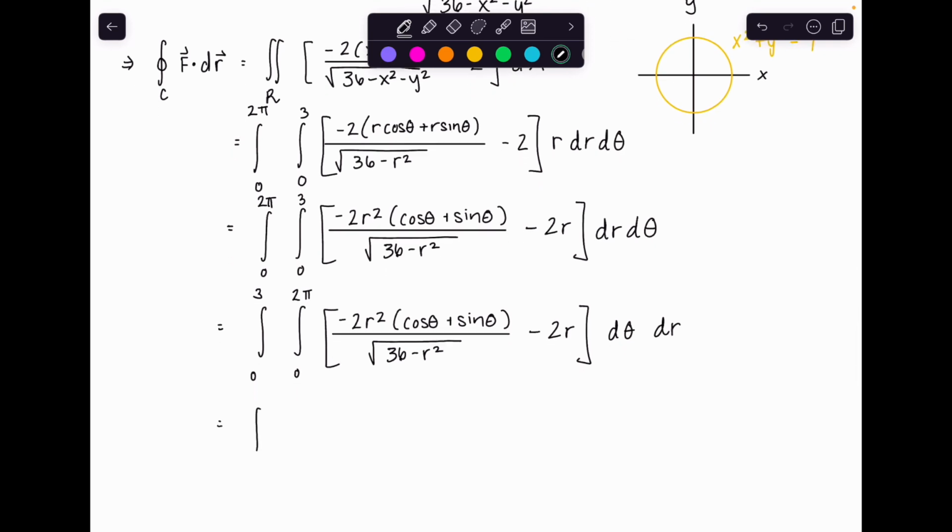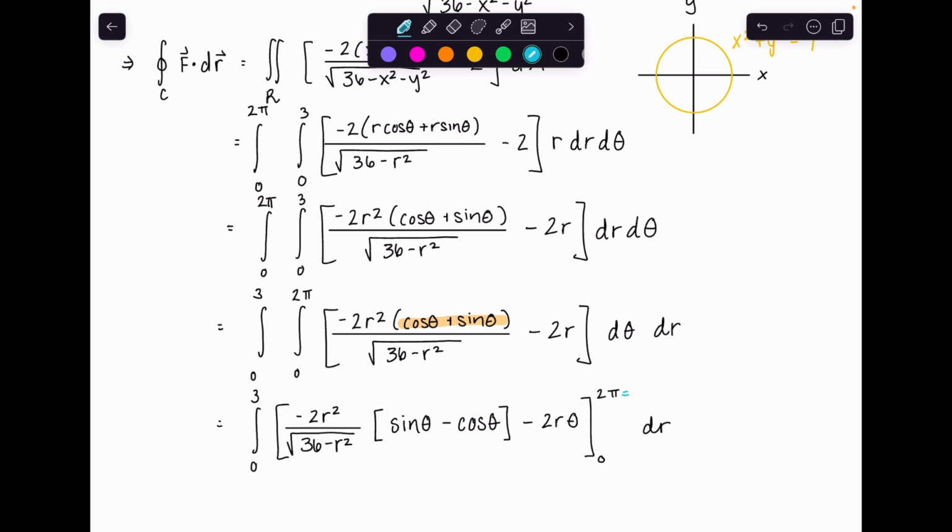So integrating with respect to theta is great because this piece just stays attached. It's a constant. And then if I find the antiderivative of cosine of theta plus sine of theta, that would be sine of theta minus cosine of theta. And then the antiderivative of negative 2r is negative 2r theta. And this gets evaluated from 0 to 2 pi. And then we go ahead and integrate this with respect to r.